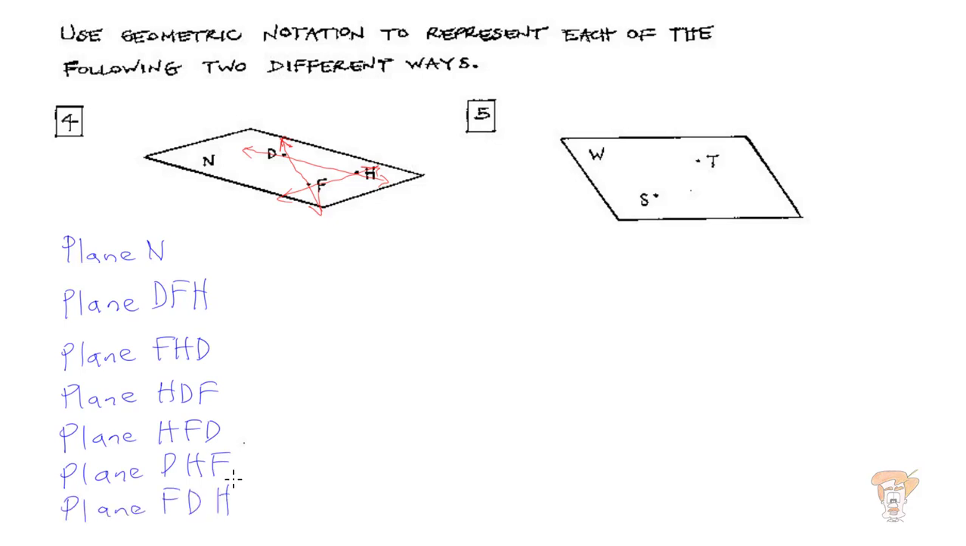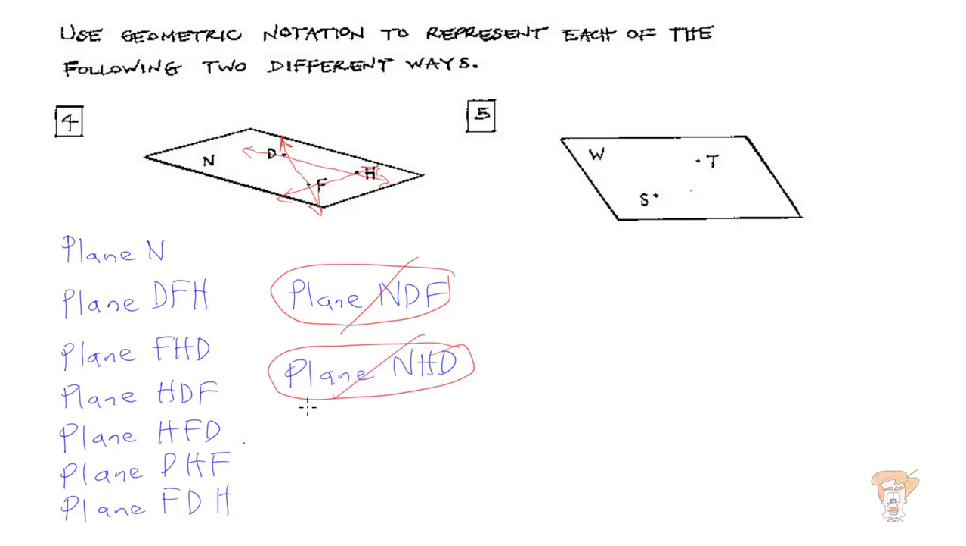What we would not do, however, is use the N and 2 of those points to designate the plane. For example, that is not proper geometric notation because the N is not a point and D and F are points. For the same reason, that is not proper geometric notation, nor is that proper geometric notation.